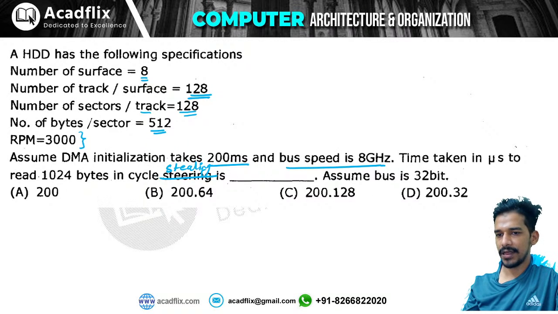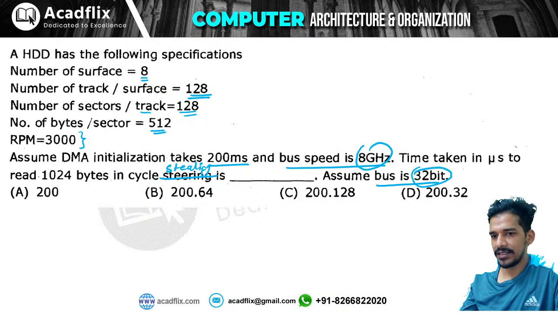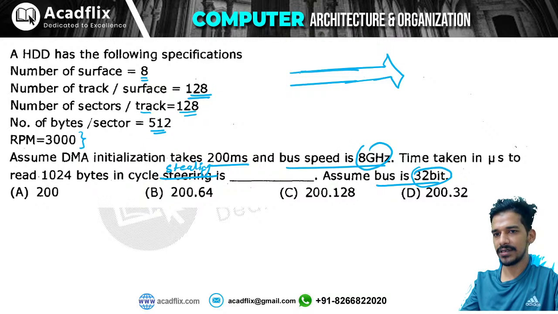Is how much? Assume that the bus is 32 bits. Okay, what is the meaning of these two things, 8 gigahertz and 32 bits? This is telling you that we have a data bus, and the size of this data bus is 32 bits.